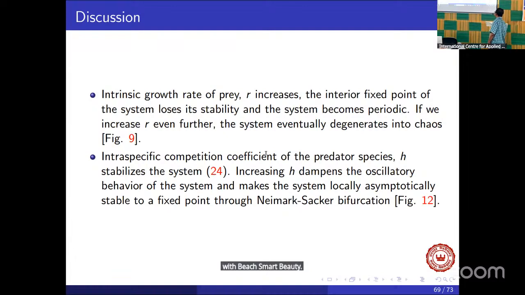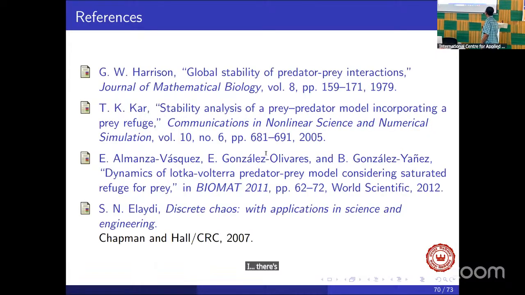The following are the references. This paper is published in Mathematical Methods in the Applied Sciences, and these are the references in the paper already published in 23.